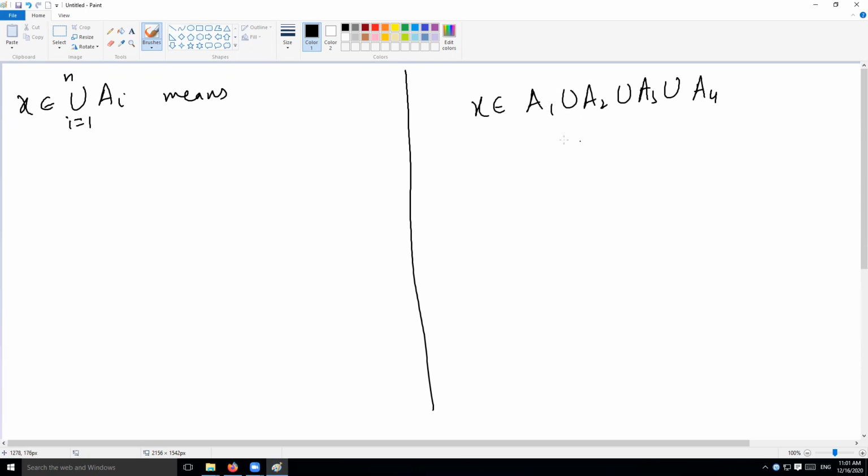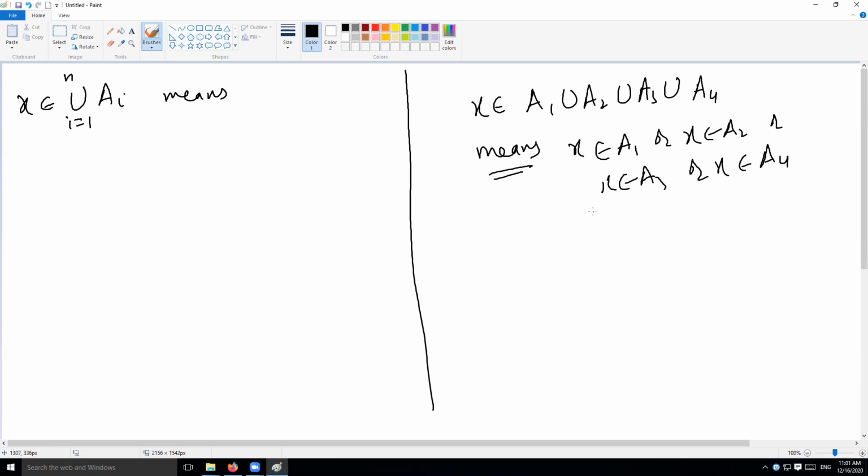So what are you going to say? क्या कहेंगे आप? It means that x belongs to A1 or x belongs to A2 or x belongs to A3 or x belongs to A4. So that is the boring way. Can you tell me a quick way of writing it? These are 4 actually. What if you have 100?